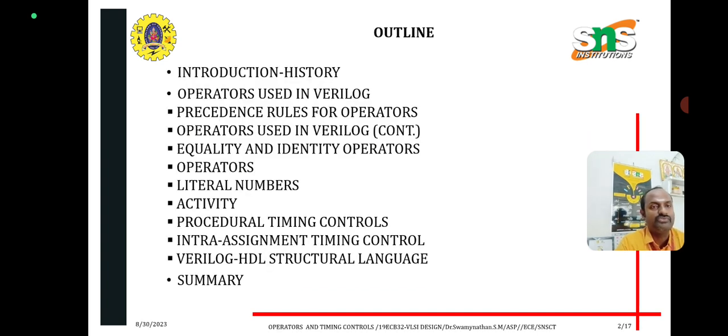Now I am going to discuss the topic specification using Verilog HDL operators and timing controls. The outline of today's topic is: an introduction about the history, operators used in Verilog HDL, precedence rules for operators, equality and identity operators, literal numbers, and following with the activity, we will discuss the procedural timing controls, intra-assignment timing controls, Verilog HDL structural language, and summary assessment. So this is today's topics outline.